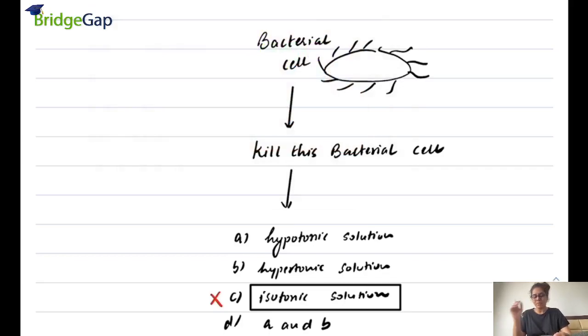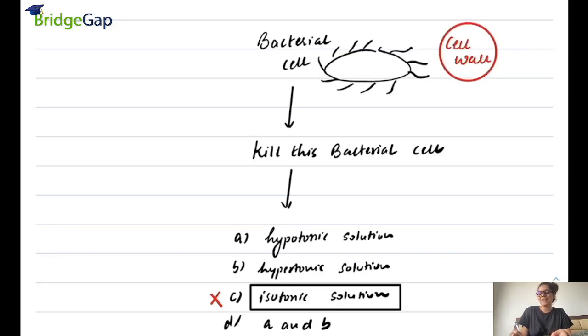It cannot be C. Now we have three options, A, B or D, either both, or either A, or either B. If we are talking about the bacterial cell, first of all you should know one of the most important things: does the bacterial cell have a cell wall or not? Almost 99% of bacteria, except mycoplasma and a few others, have a cell wall.